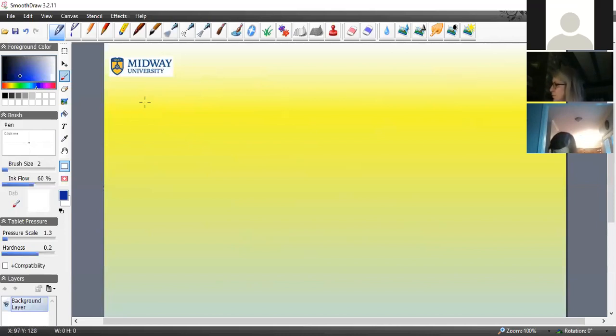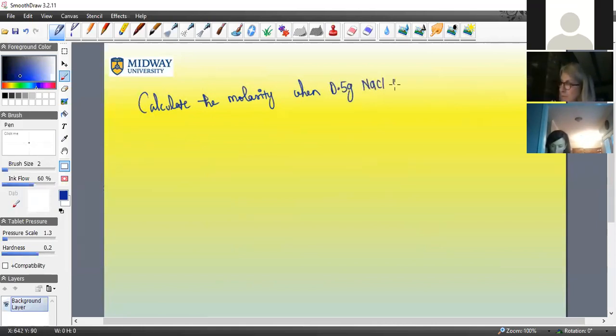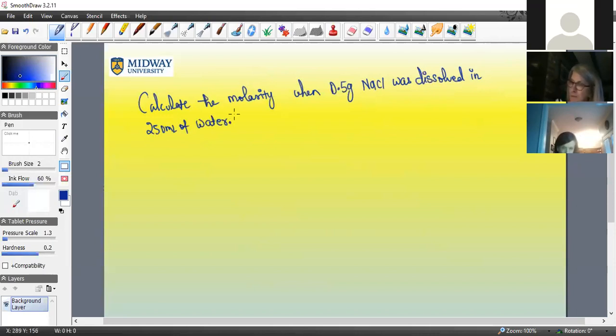All right, so how about I give you this? Calculate. This is the foundational problem, so hopefully you get this one right. Calculate the molarity when, say, 0.5 grams of NaCl was dissolved in 250 mL of water. And you don't see the word density. That means you have to assume that it is 1, and basically you have to say that the total volume of the solution is 250.